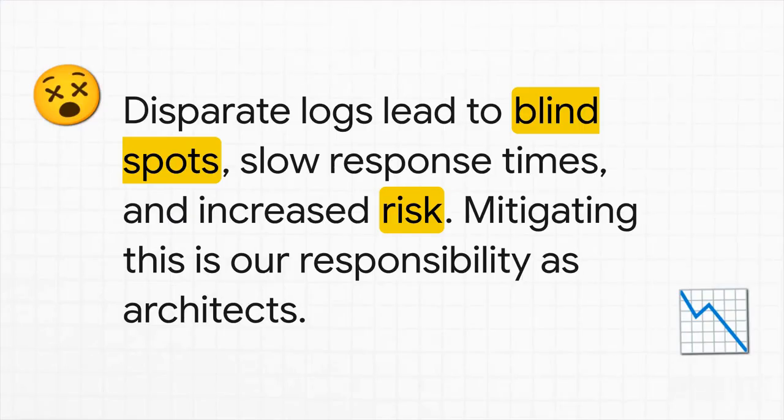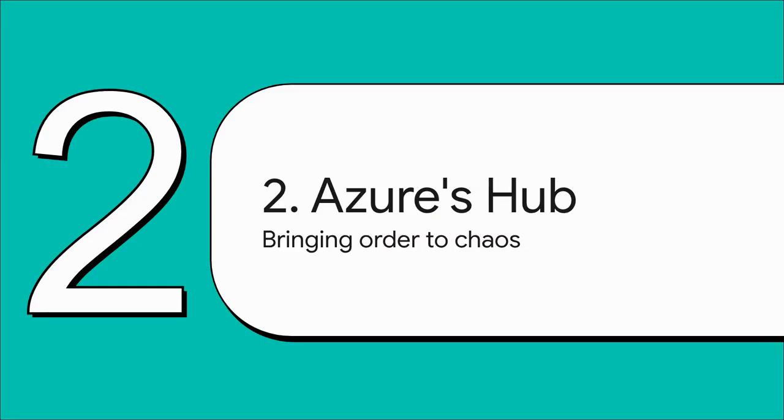And look, this isn't just some technical headache. When you can't connect the dots between services, you're creating massive blind spots. And what does that mean? It means slower incident response, longer downtimes, and ultimately a real impact on the business. And as architects, dealing with that risk, that's our job. So how do we get out of this labyrinth?